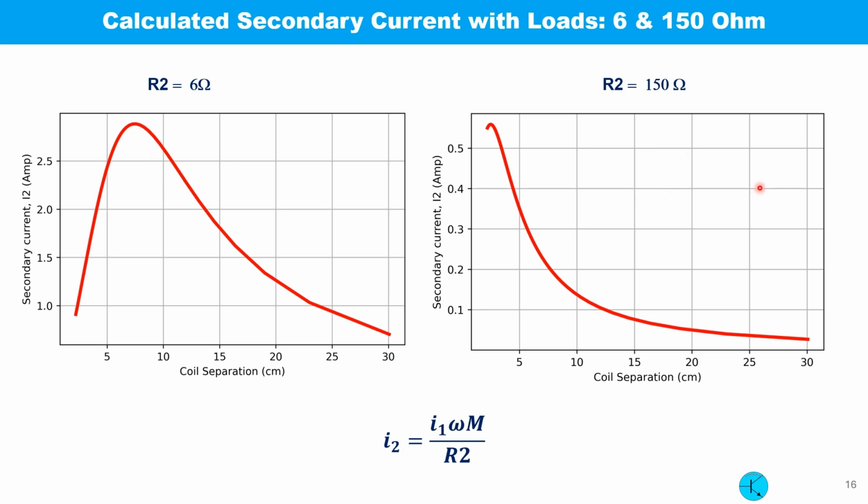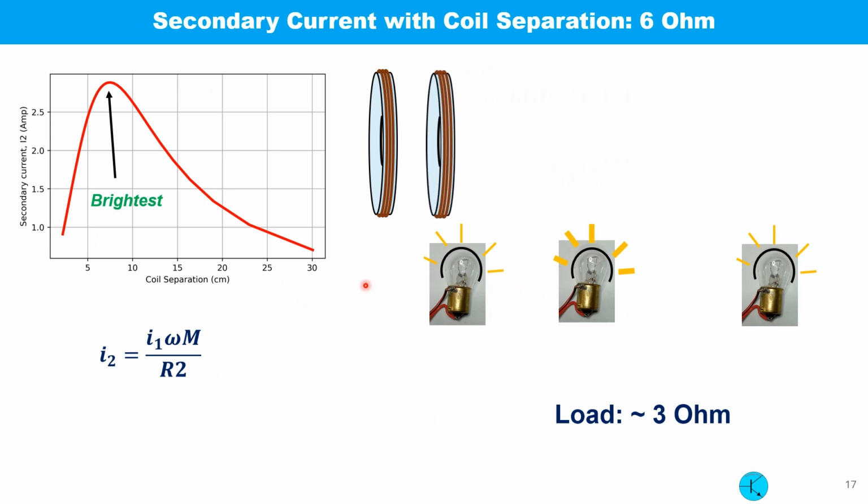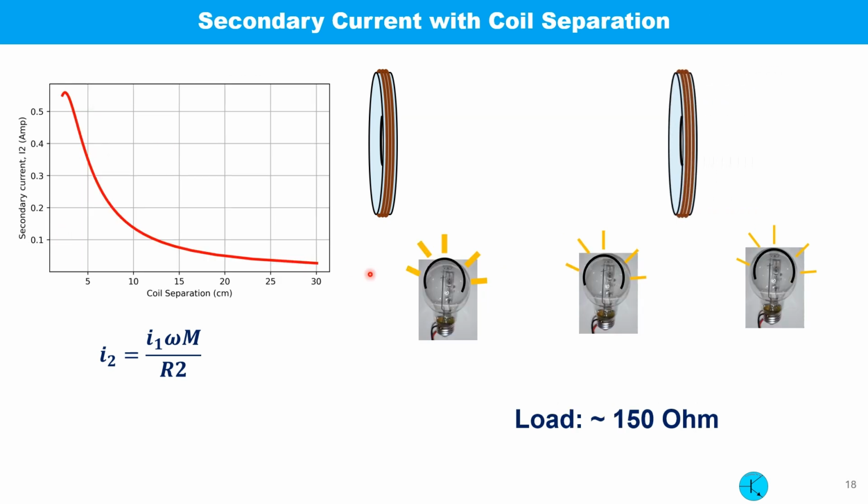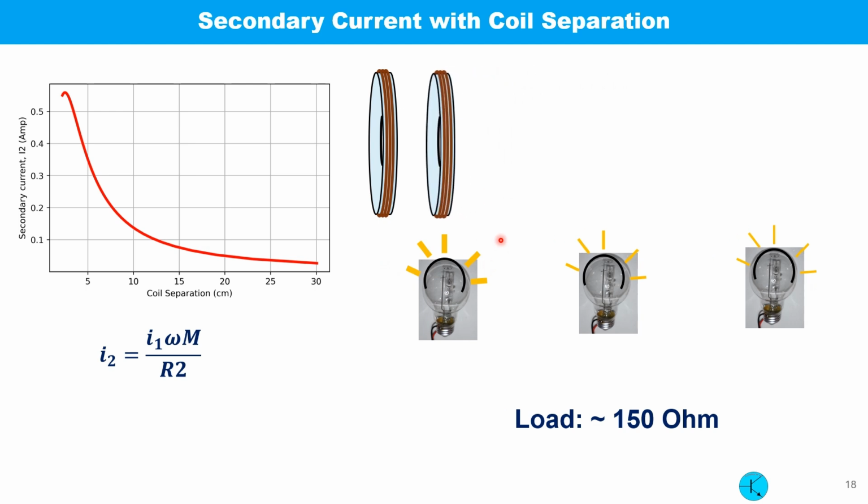For 50 ohm load, we do not see such a peak in the middle. The situation is again shown here. For 6 ohm load, as the separation is decreased, the secondary current starts to increase, reaches a peak and then falls. The situation is shown here for 150 ohm load. As the coil separation is decreased, the current goes higher and higher.